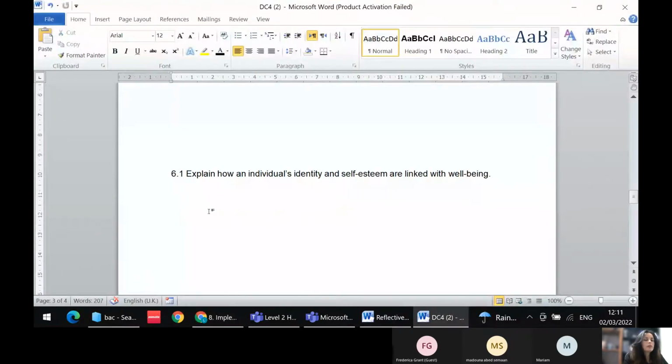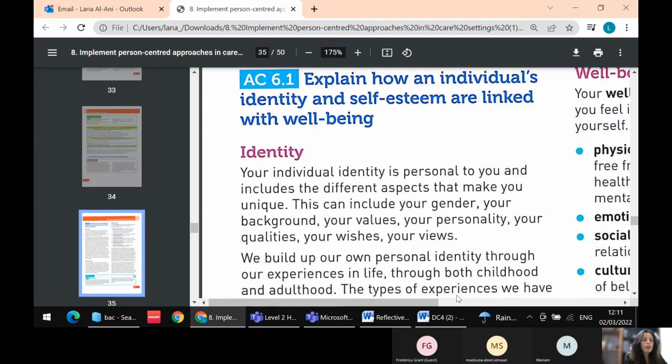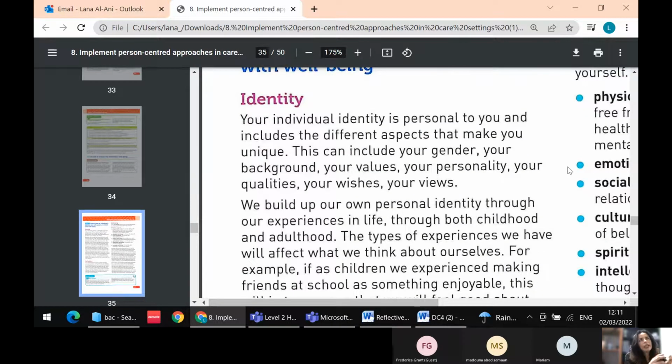Okay, excellent. Now, 6.1, explain how an individual's identity and self-esteem are linked to their well-being. So how identity is linked to their well-being.